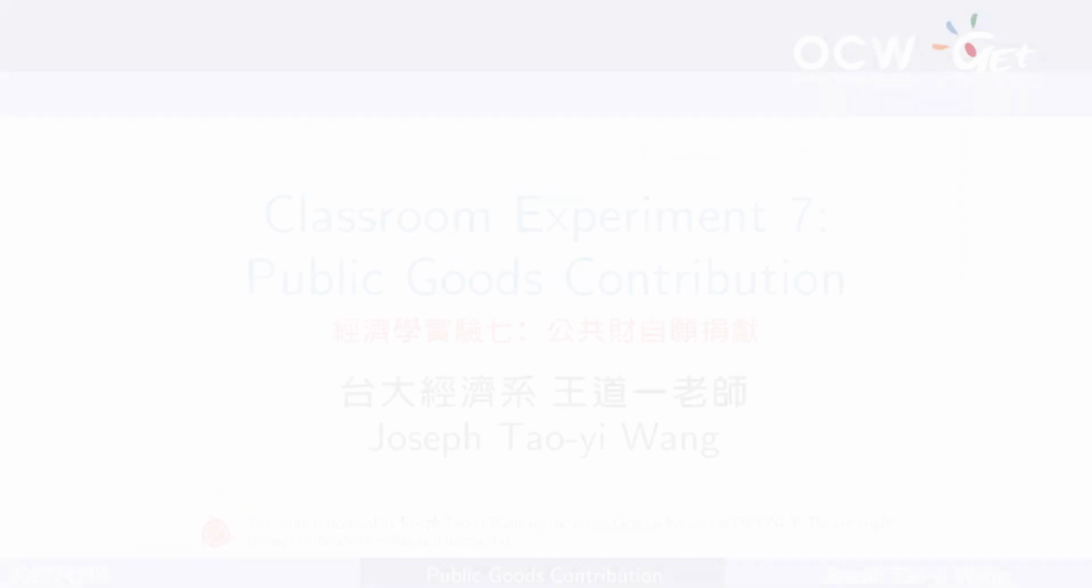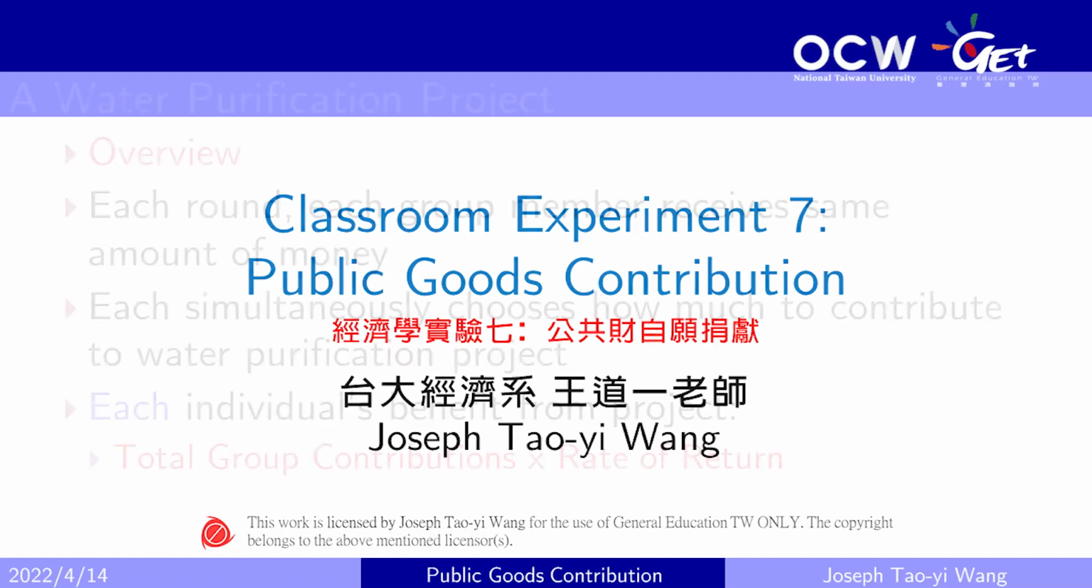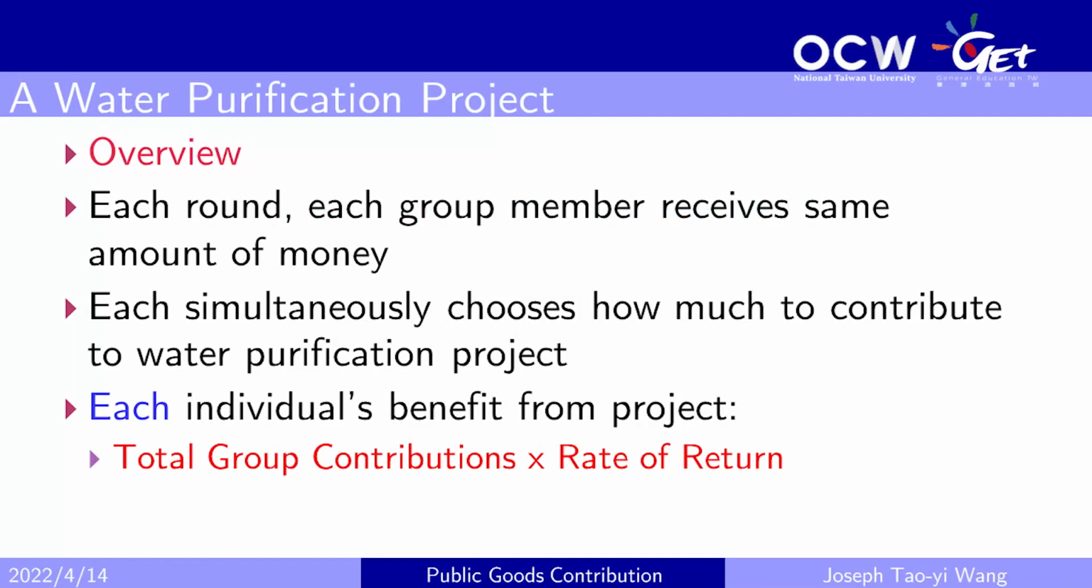And I do want to revisit public goods contribution. We should have run this experiment before the midterm, but we didn't have enough time. But since in this one you can make a lot of points, I think we should still run it compared to the last one. Each round, each group member receives the same amount of money. You have to simultaneously choose how much to contribute to water purification, and everybody benefits from the project. It's the total group contribution multiplied by the rate of return.